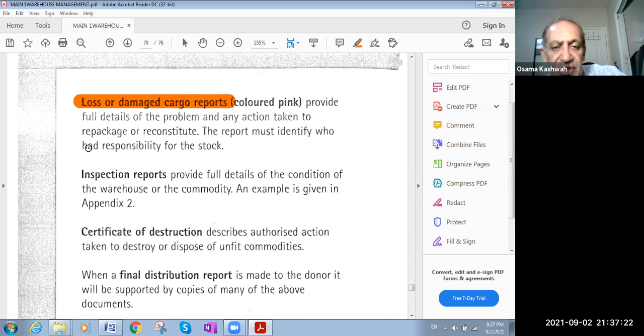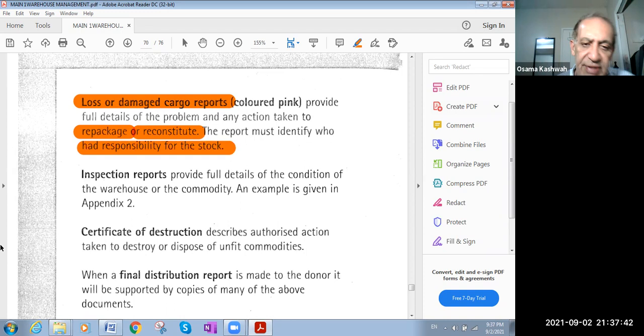Loss or damage cargo reports, which we call color pink. This is a pink color card. Provide full details of the problems and any action taken to repackage or reconstitute. The report must identify who had responsibility for the stock. So this is another point.